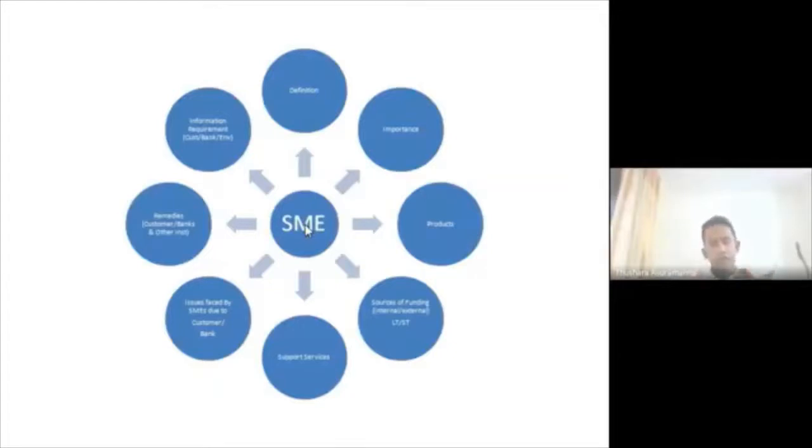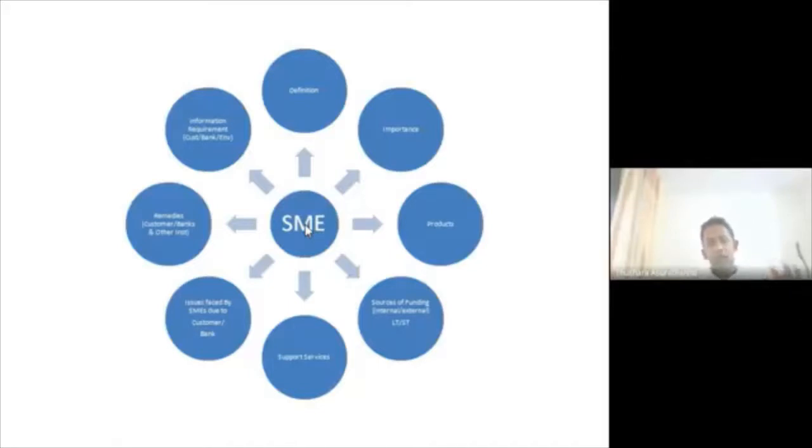You need to know what is the definition, why SMEs are important, what are the products available for SME type of customers in the banking field, what are the sources of funding. It could be internal, external, long term, short term. I think we have learned those things. What are the support services for the SME sector, right? So we discussed organizations, foreign organizations, local organizations, and also the supporting tools like credit guarantee, aid, and refinancing line. So we learned everything.